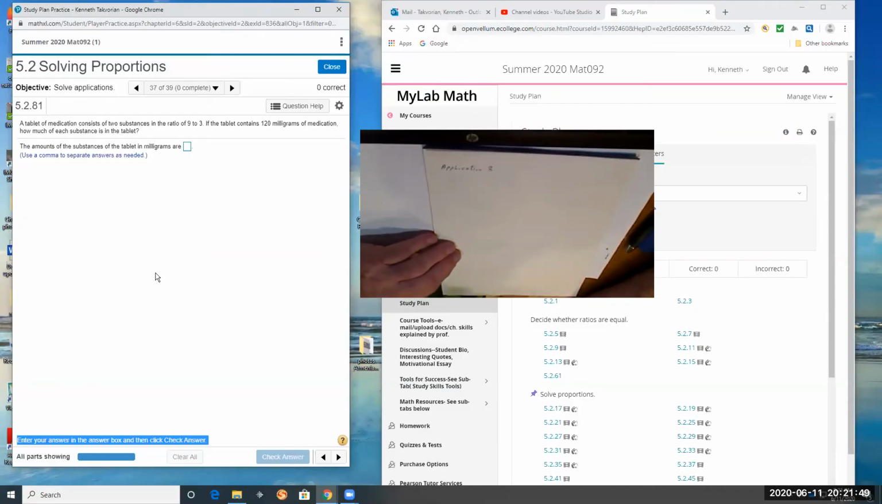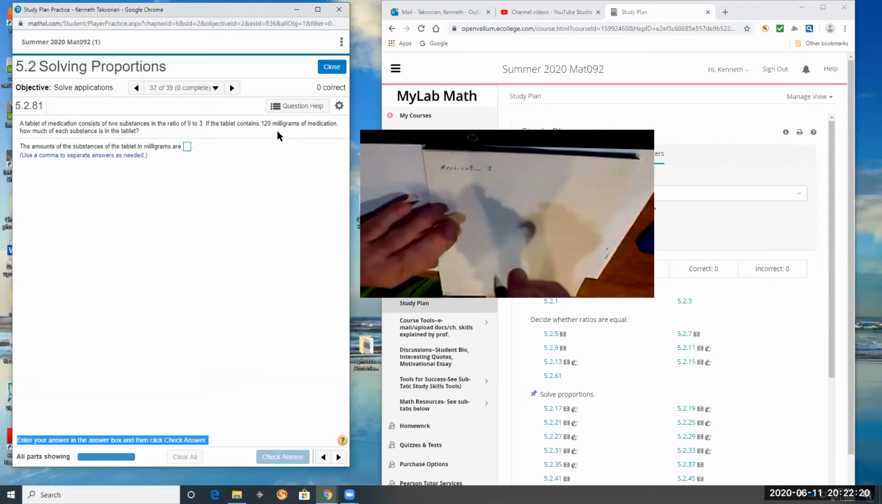Here is another proportion problem. There are several more that have subtle differences. Make sure you're understanding how I'm doing each of these problems because I'm not doing every one of them for you. A tablet of medication consists of 2 substances that are in a ratio of 9 units to 3 units. But we're going to make the actual pill. The tablet contains a total of 120 milligrams. How much of each of the 2 substances are in this full-size pill?